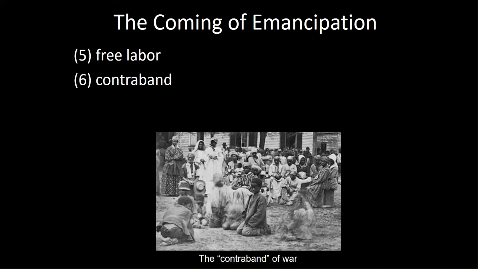Now, at first, the determination of slaves to seize their freedom was a bit of an embarrassment to Lincoln. It was farther than he wanted to go, and certainly beyond anything that he had said. But since traditional strategies hadn't won the war yet, why not try something new? Anti-slavery Northerners insisted that emancipation was necessary to weaken the South and win the war.